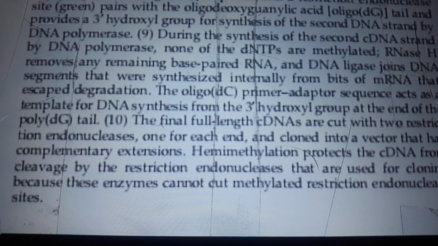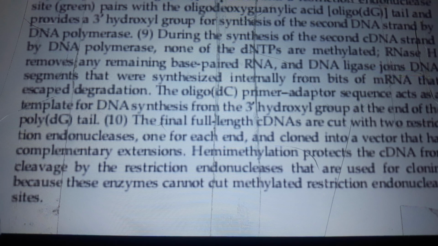During the synthesis of the second DNA strand by DNA polymerase, none of the dNTPs are methylated. RNase H removes any remaining base-paired RNA, and DNA ligase joins DNA segments that were synthesized internally from bits of mRNA that escaped degradation. The oligo-dC primer adapter sequence acts as a template for DNA synthesis from the 3' hydroxyl group at the end of the poly-dG tail.